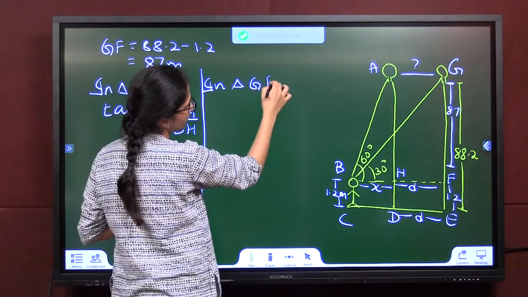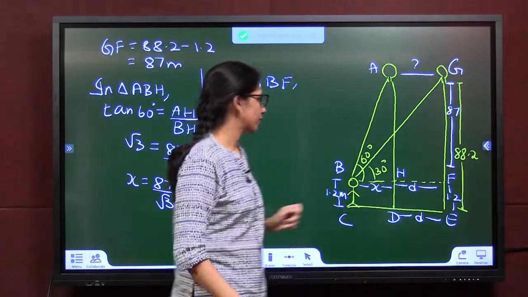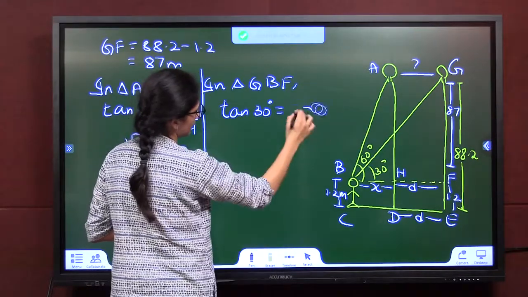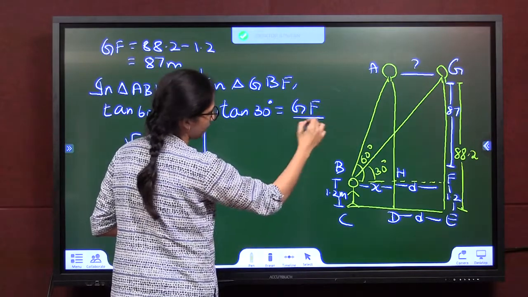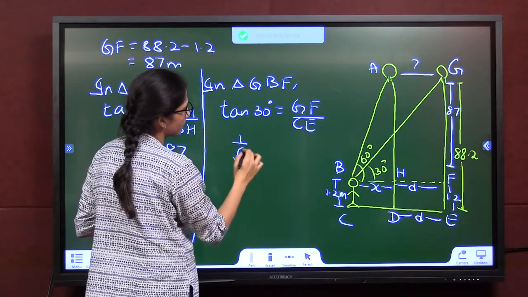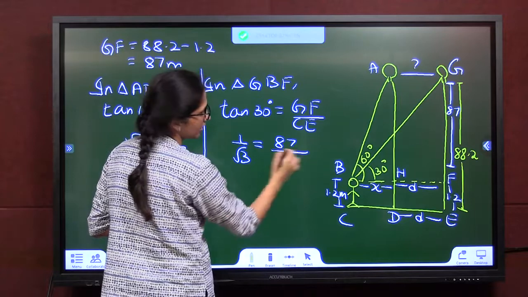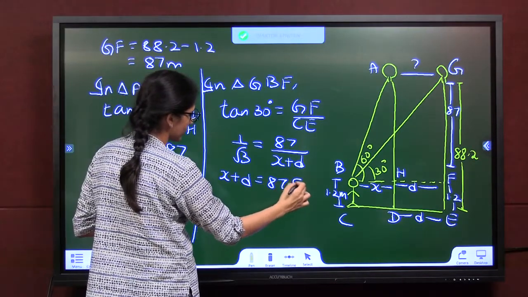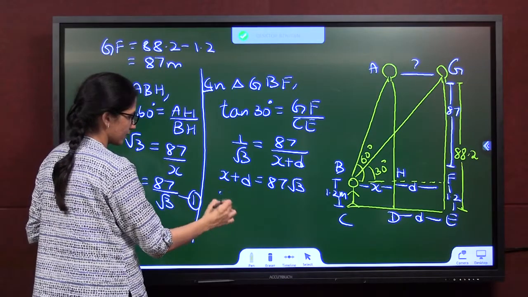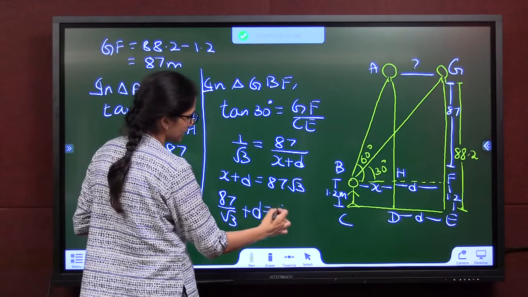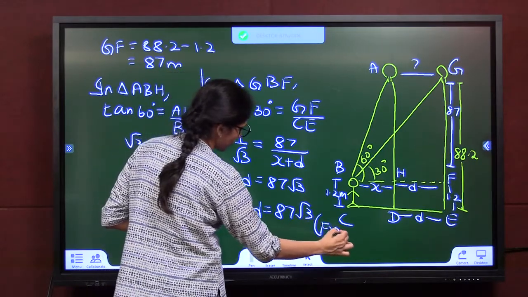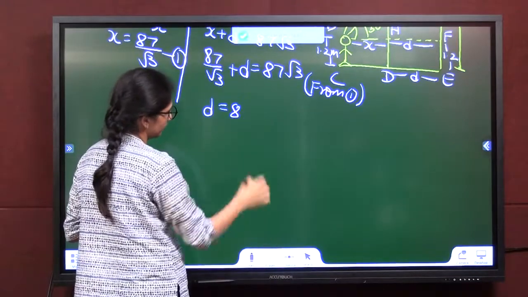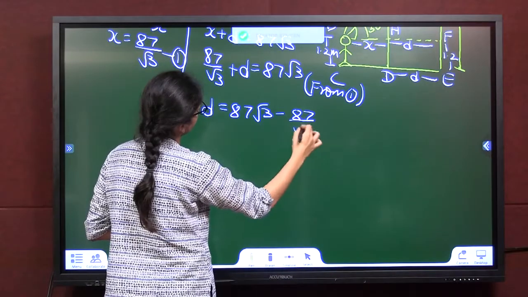In triangle GBF, tan 30 degree is equal to, let's write the sides, GF by BF. Tan 30 degree, 1 by root 3, is equal to GF 87 by x plus D. Send x plus D this side. X plus D is equal to 87 root 3. Subtract x from both sides. What is x? 87 by root 3 plus D is equal to 87 root 3. D is equal to 87 root 3 minus 87 by root 3.